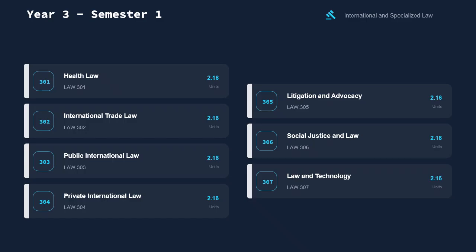Practical application: lawyers advise exporters and importers on compliance with WTO rules and regional agreements. They represent governments in dispute settlement proceedings. Students analyze WTO panel reports to understand interpretation of trade obligations. They also study the impact of trade rules on domestic policy space.